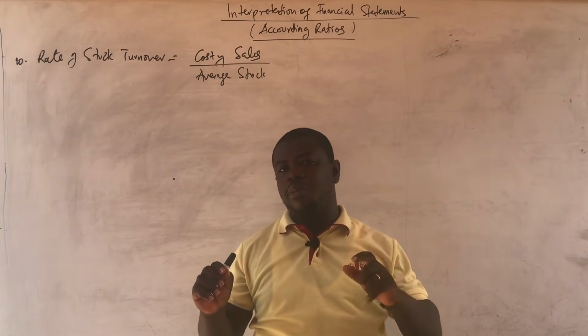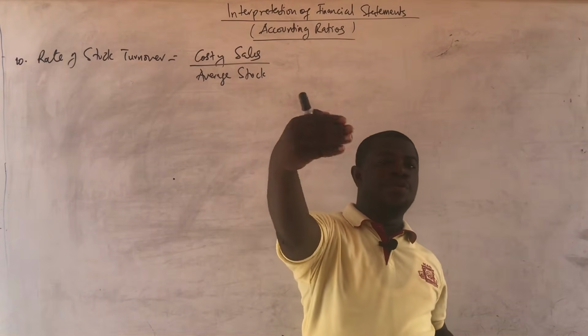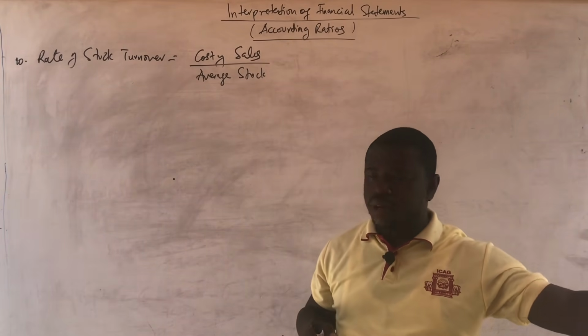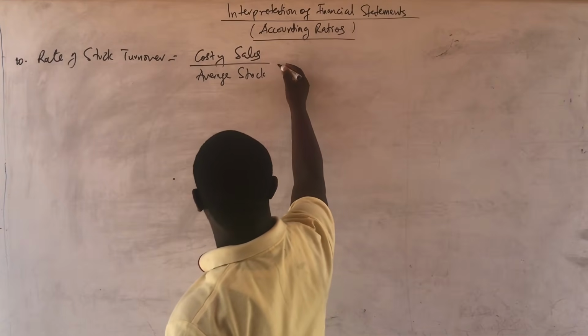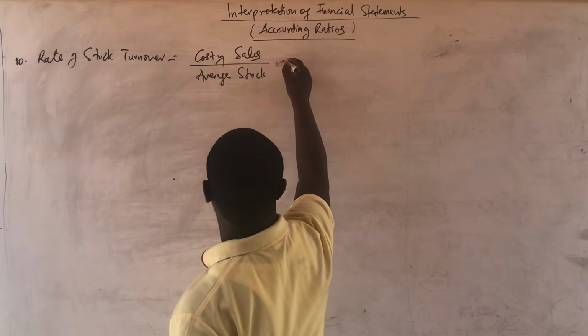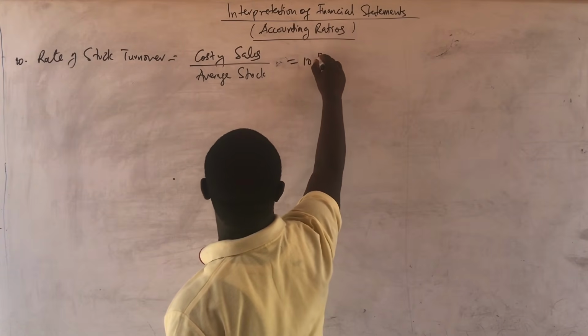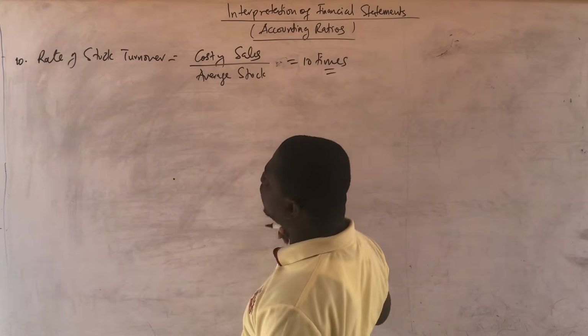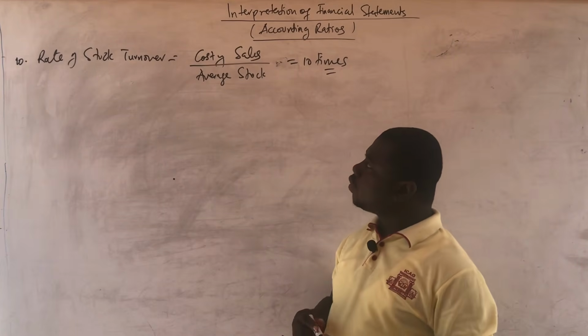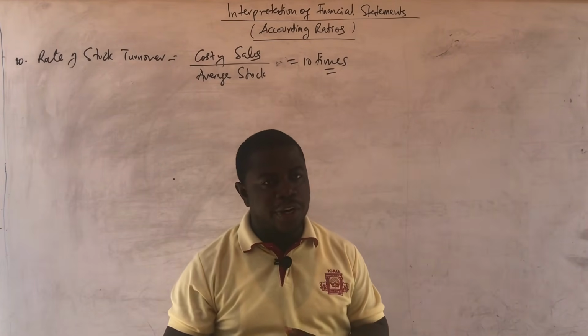So that's the difference. One of them is looking at how many times you go, and the other is looking at the number of days or period it will take for you to sell. So here the answer will be times. So whatever answer that you have is going to be times. If you have 10, it's going to be 10 times. That's the meaning. So it means you go for new stock 10 times within the year. So that is how to look at the rate of stock turnover.